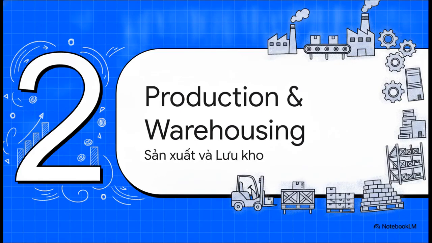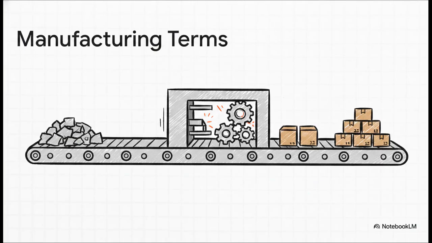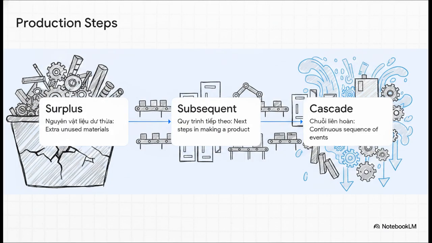Moving right along to Section 2, Production and Warehousing. Here's a quick peek at the essential manufacturing and workflow terms we're about to tackle. Let's get into the first step. Picture a busy factory floor. First, you might have surplus materials. Think of these as your extra, unused raw materials left over after making something.